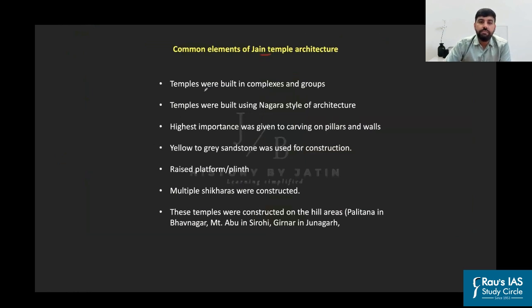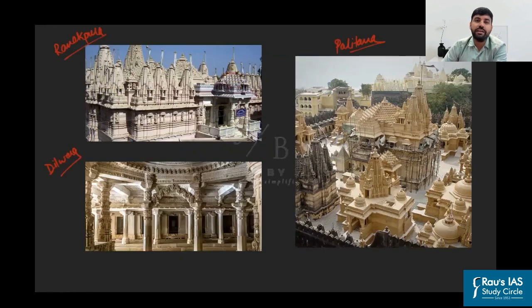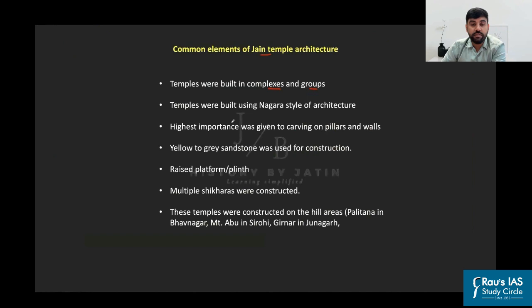Common elements of the Jain temples. Temples are built in complexes or groups. As you can see in the image, there is no single temple. It's a complex, multiple temples, right? So if there are multiple temples, you will have multiple shikhars as well. All of you understand what is shikhar? Shikhar is that part of the temple under which the main deity is stationed.